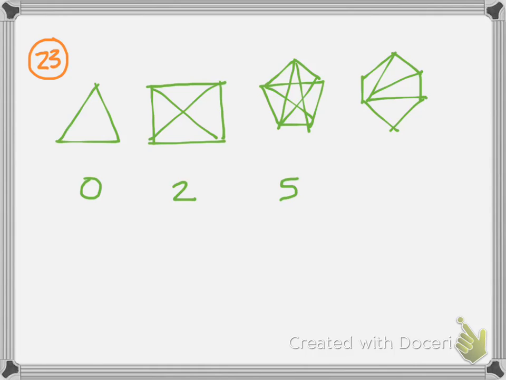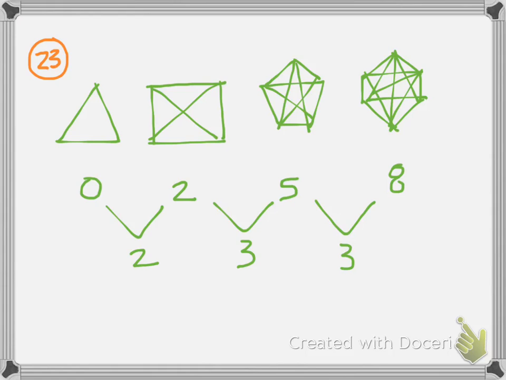1, 2, 3, 4, 5, 6, 7, 8. No, it's just 8. Okay, so we want to see, is there a common difference? We have a difference of 2, 3, and 3. So it would have worked if we didn't have this 2, because the 3 would be common. But unfortunately, this is not an arithmetic progression. So the answer is no, because we don't have a common difference.